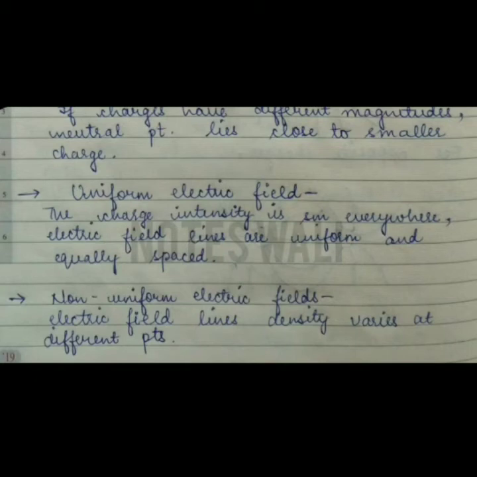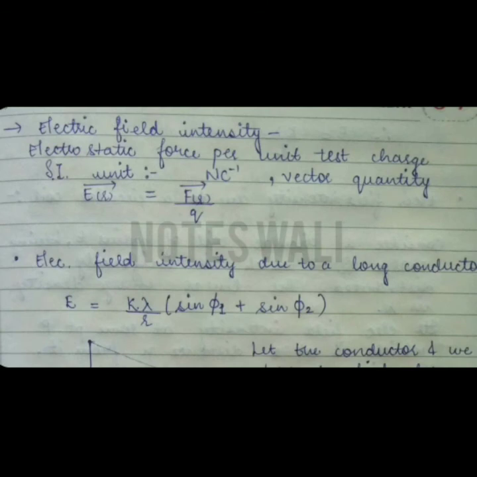The charge intensity is the same everywhere, and the electric field lines are uniform and equally spaced in a uniform electric field, whereas the electric line density varies at different points in a non-uniform electric field. Electric field intensity is given by the force divided by test charge. It is a vector quantity and its SI unit is Newton per coulomb.